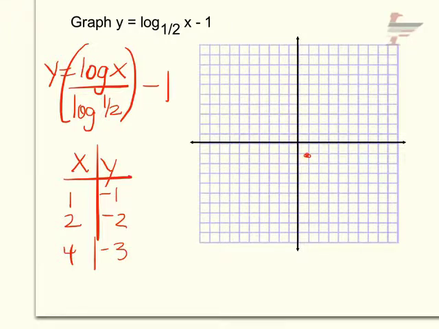So 1, -1, 2, -2, 4, -3, and I know my asymptote is the y-axis, so x equals 0 is my asymptote because I don't have a horizontal shift because there's no parentheses, right? And again, when you look at this graph on your calculator, you kind of have a hard time seeing this piece of graph, so you just know that it always rides along that asymptote. Pretty cool.